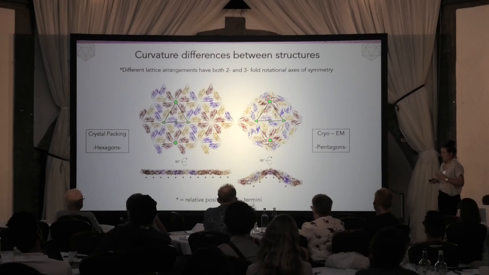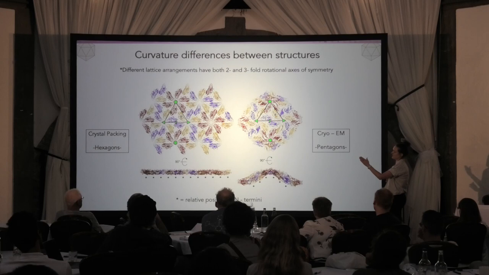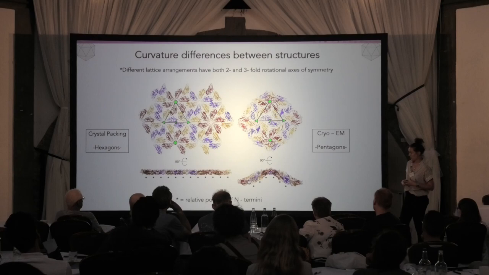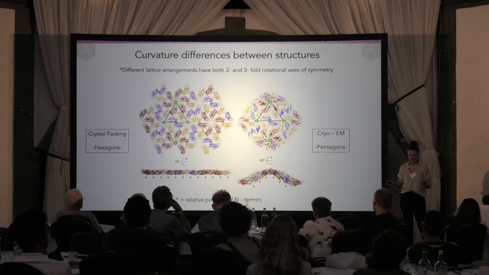However, when you compare the two lattices, so on your left you're going to see the crystal, on the right you're seeing the cryo-EM reconstruction. The similarities between the two is that you are seeing twofold and threefold rotational axes of symmetry. However, in our crystal structure, you're seeing hexagons, a hexameric lattice. But in the capsid, you're seeing a pentameric lattice, right? And one is flat and one is curved, as it should be.